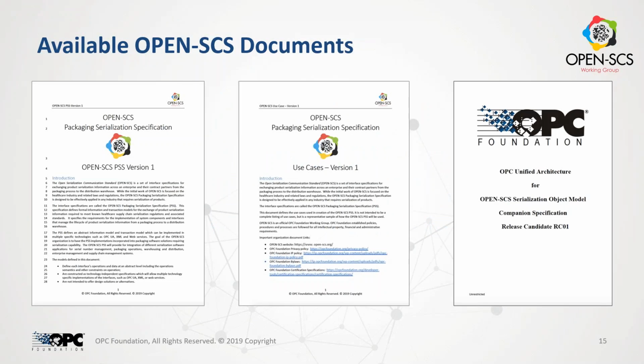So here's the current documents that we have available, and you can go to the website and pick up these documents. The first one is the Packaging Serialization Specification, the PSS, and what it deals with is the definition of the services and interfaces that we need to have, but it does it in a technology neutral way. The idea here is that we want these things to work in more than just OPC UA, for when we have to move it to something other than OPC UA. So we're providing that standard definition in the PSS.